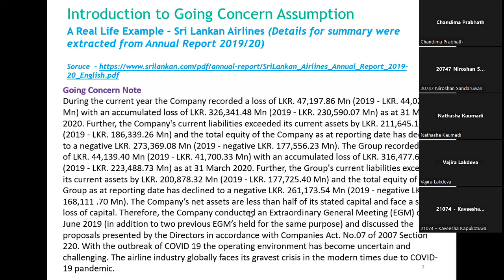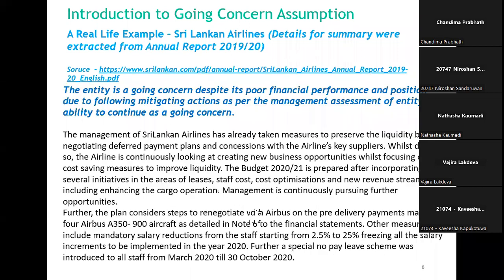With the outbreak of COVID-19, the operating environment has become uncertain and challenging. The airline industry globally faces its gravest crisis in modern times due to the COVID-19 pandemic, right? You will see there. Now it says, okay, events and conditions they have given.